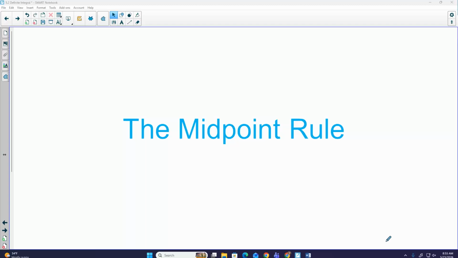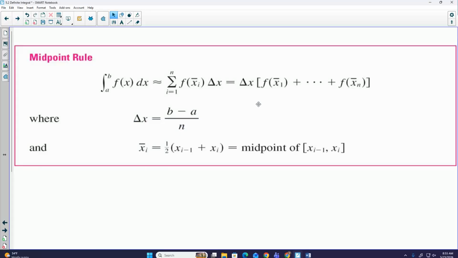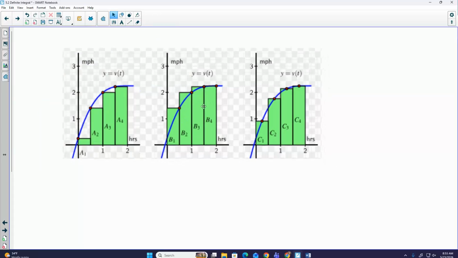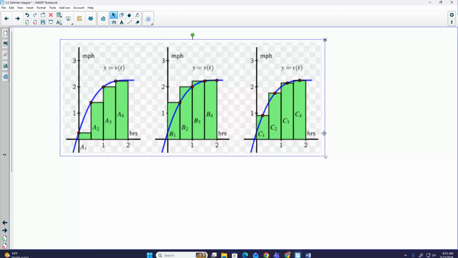Again, we're going to talk about the midpoint rule. So this is the formal definition, which looks a little confusing. So I just added in this. You don't have this slide on yours. But we've talked about over and under estimates, right?